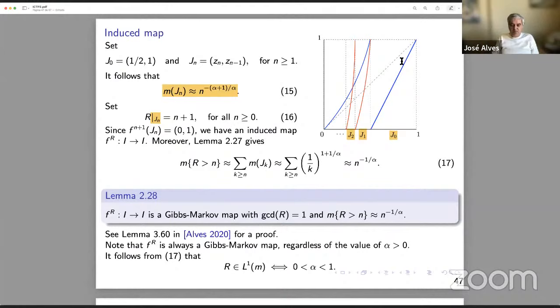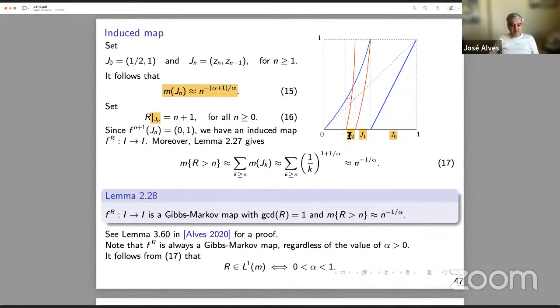And so J1 in two iterates goes to the whole interval. Now you believe me that J2 goes in three iterates to the whole interval, and J3 in four iterates, and so on, okay? And so we define this induced map.